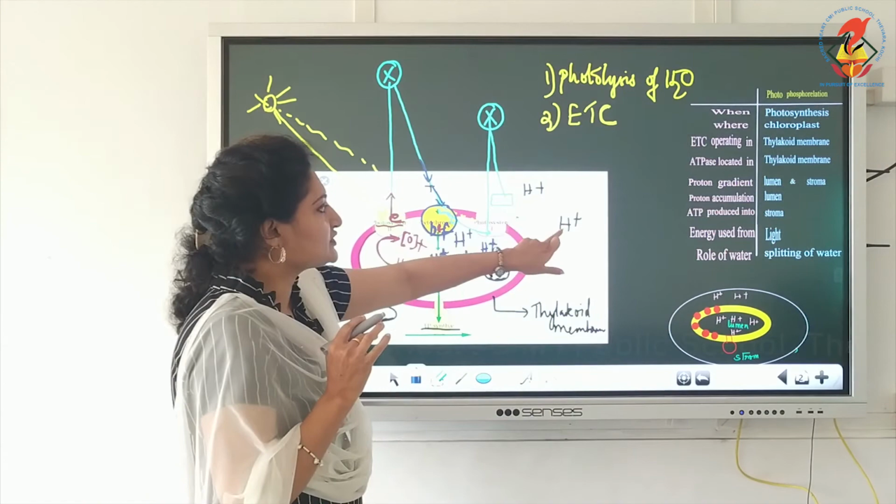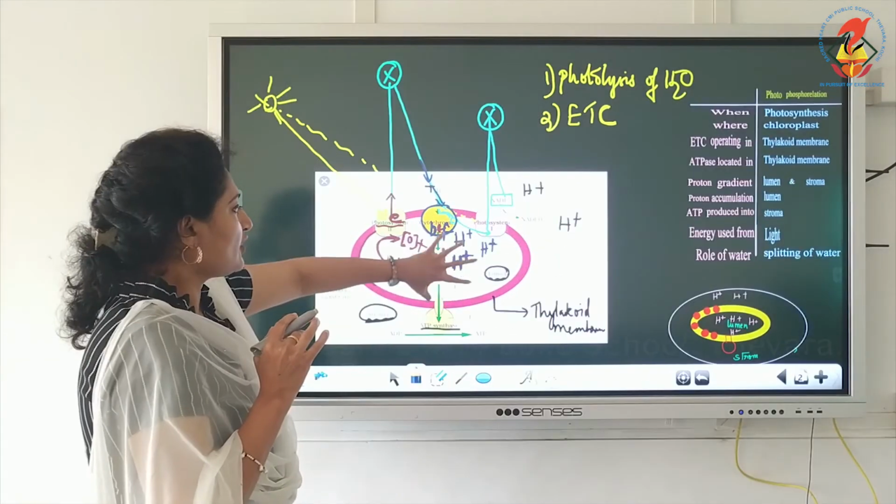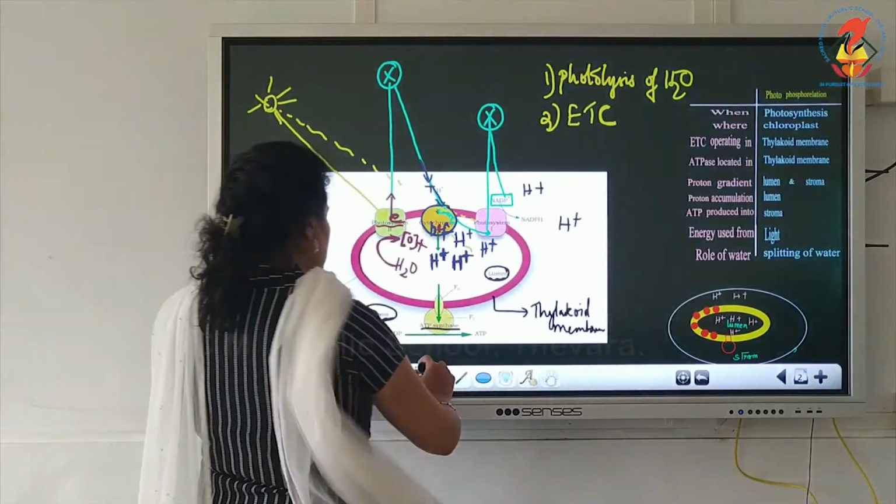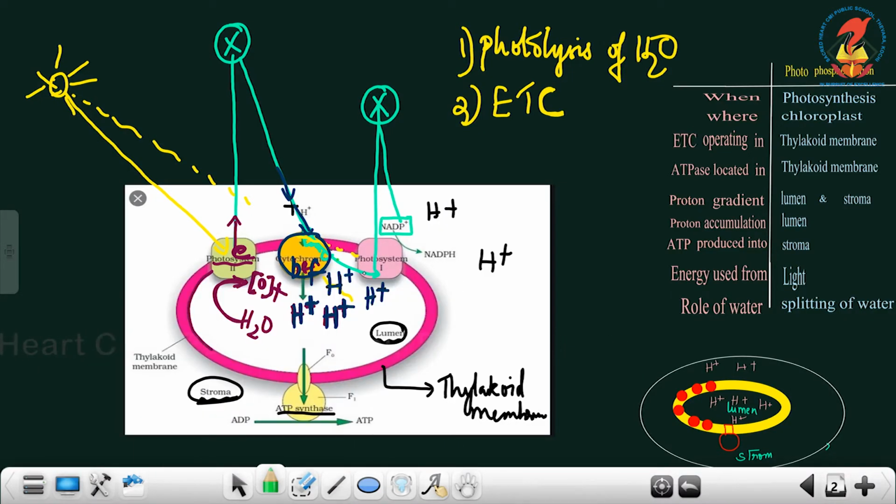So, how many hydrogens are left now? 2 hydrogens. Now, we fill the lumen with 4 hydrogens. Now, we will continue with NCPP. Now, the electrons have reached photosystem 1.